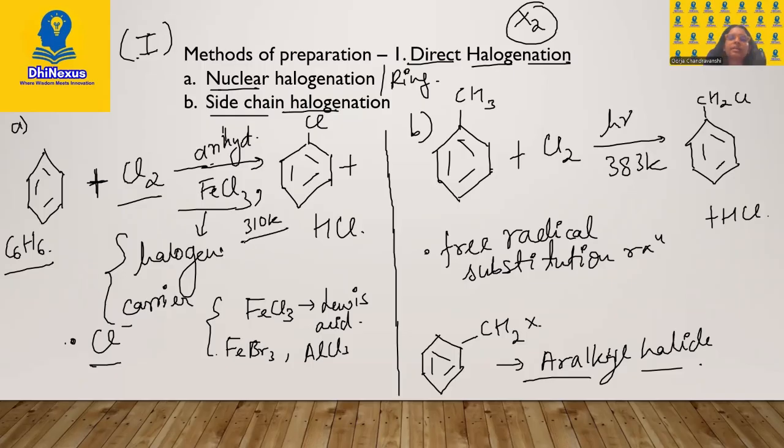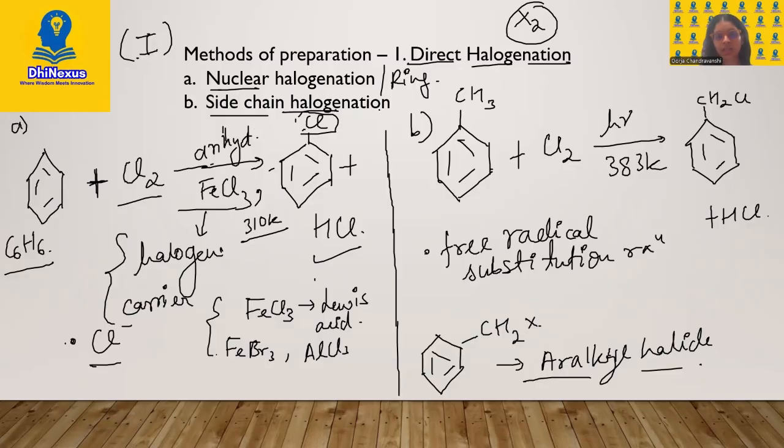At 310 Kelvin, we will be getting a chlorobenzene. Chlorobenzene is my aryl halide. So aryl halide is the one in which the ring directly has a halide. So I will get HCl as a byproduct.